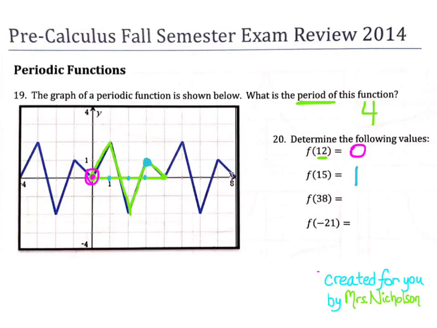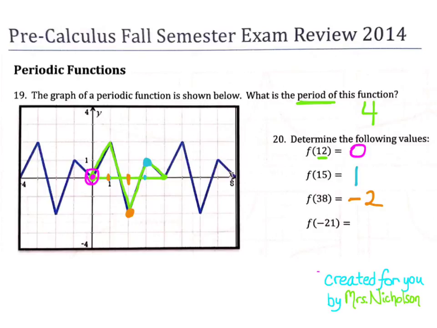All right, next one, f of 38. So I want to find a number close to 38 that's divisible by 4. And so I'm thinking 36. Whenever I'm at an x value of 36, I would be at the beginning of the cycle. 38 is going to be 2 units later, so 37, 38 would be right here, and that corresponds to this point in the cycle, which is at -2.